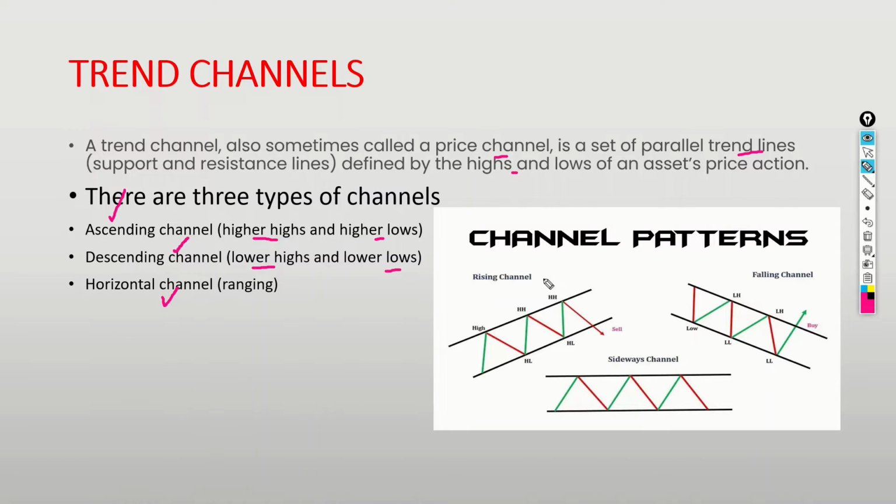When we look at the chart, we can see that this is a rising channel, or what we call an ascending channel. It is formed by higher highs and higher lows. Then you have this descending channel formed by lower lows and lower highs. Then we have this sideways channel. It occurs between parallel lines within a market which is ranging.